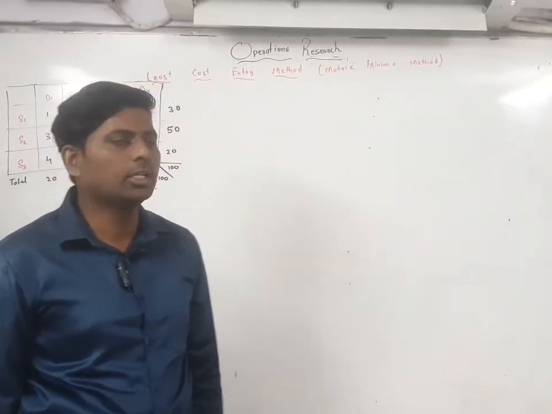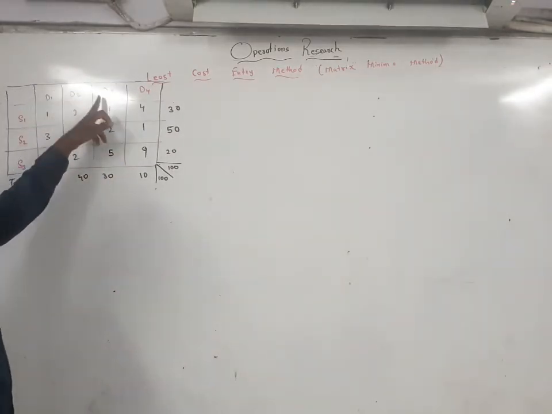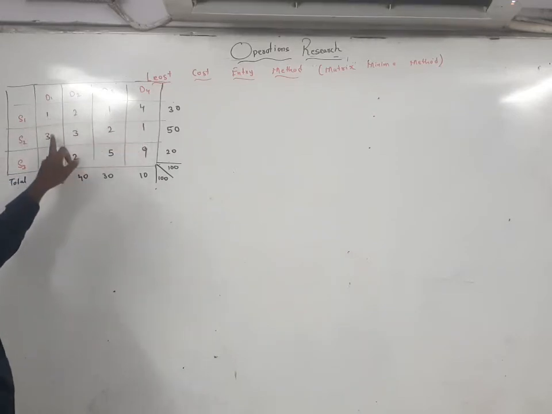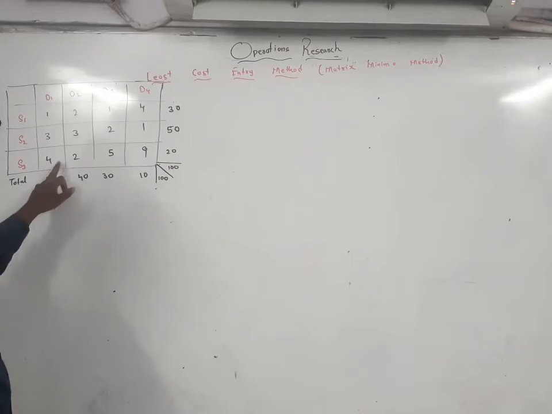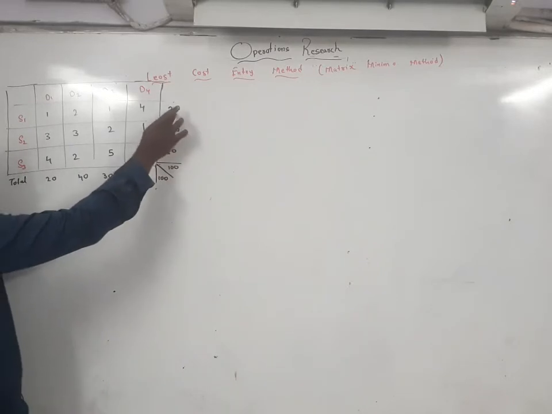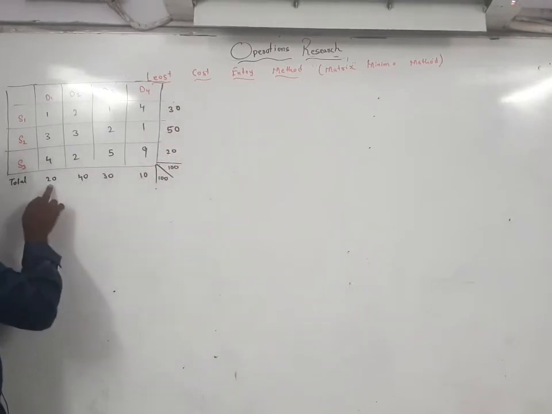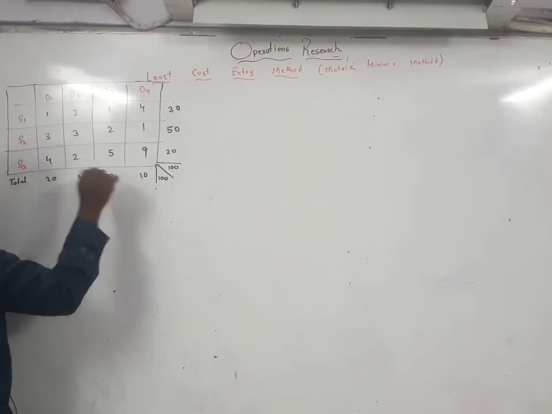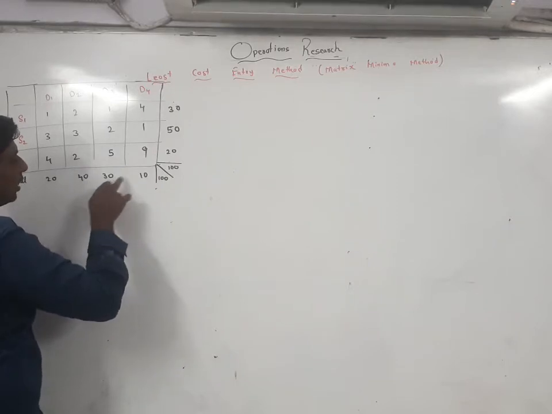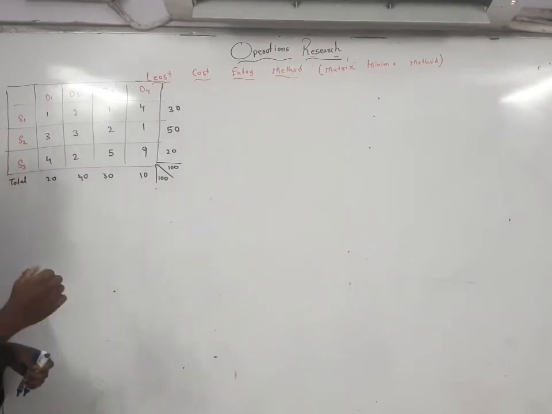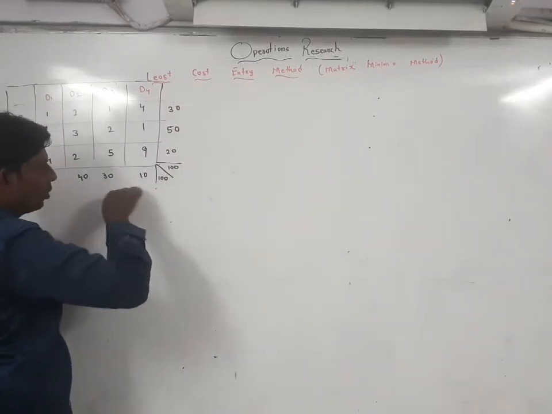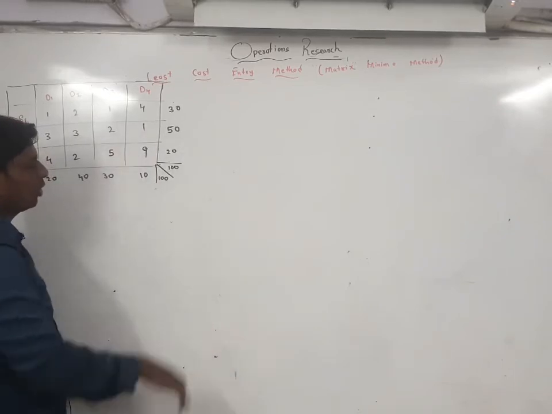Here, as you can see, D1, D2, D3, D4, S1, S2, S3. The costs are 1, 2, 1, 4, 3, 3, 2, 1, 4, 2, 5, 9. And how much demand is given and how much supply is given? 50, 30, 20, and here 20, 40, 30 and 10. Demand must always be equal to supply. If you add this column, how much do you get? 100. If you add this row, how much do you get? 100. So demand and supply are always equal.